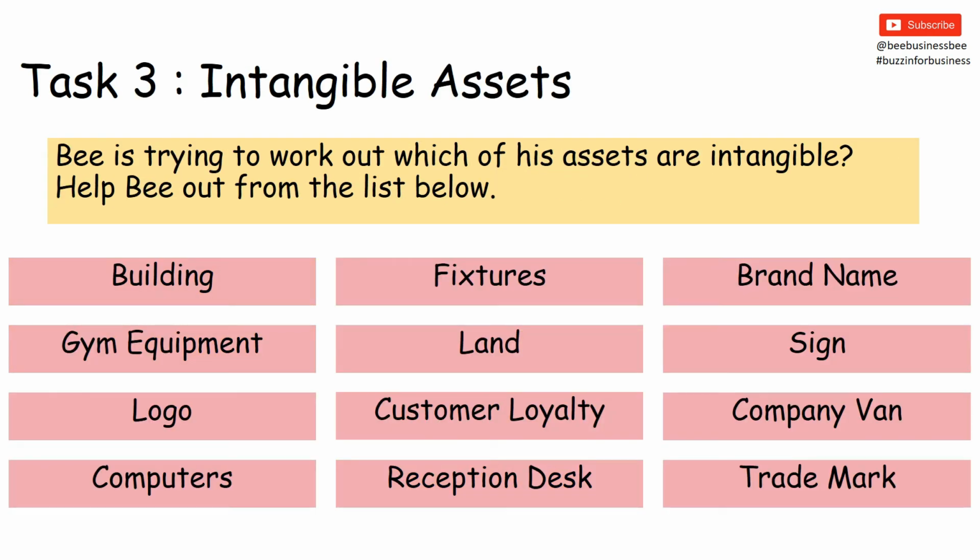So B obviously now needs some more help when it comes to looking at these things called intangible assets. Now remember, intangible assets are things we can't touch. So you physically can't touch them. Now B is trying to work out which of his assets are going to be intangible. Help B work these out for the list below. So you've got a list of assets that B owns. Which ones are intangible? Pause the video while you do that, and then unpause it to find out the answer.